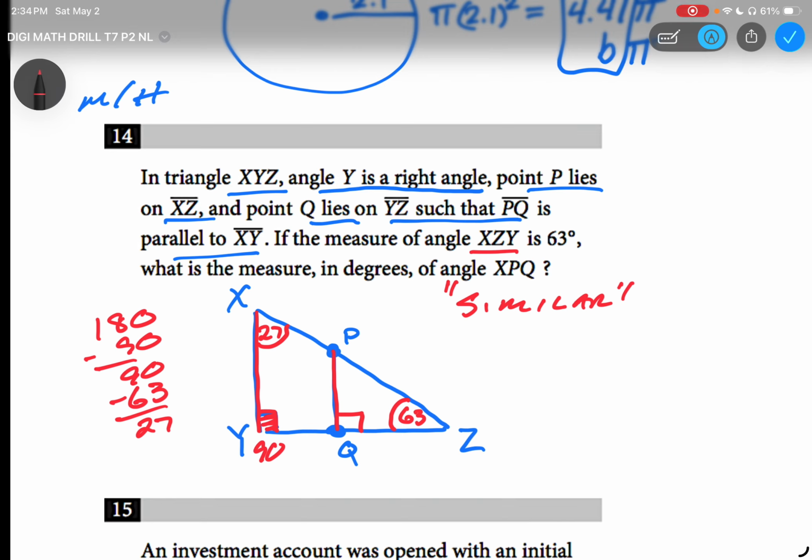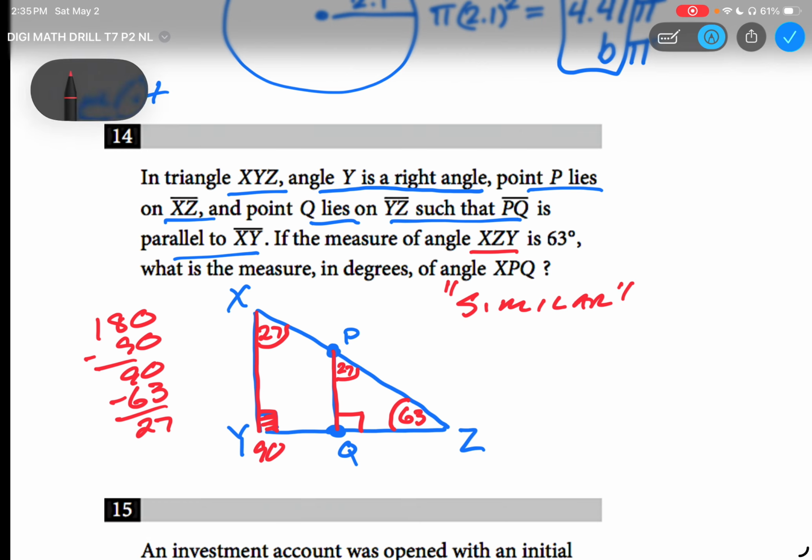If that is 27, remember the small brother triangle? That means that angle P would also have to be 27. That's what makes these two triangles similar, that they have the same angle measurements. However, it's not congruent, for the big triangle and small triangle. It's similar because the side measurements are not exactly the same, but they are proportional to each other.